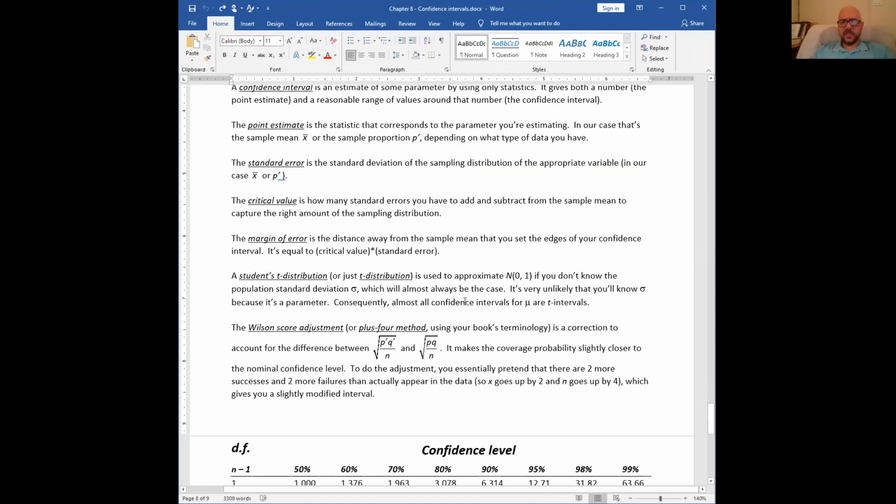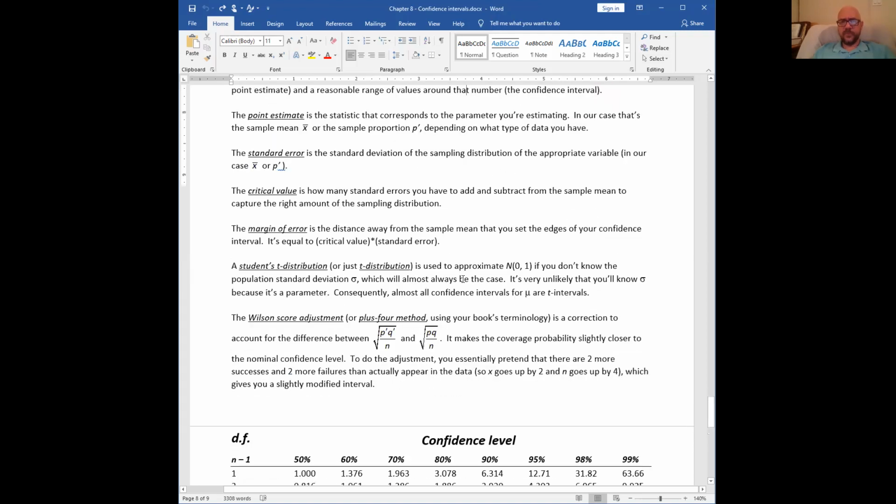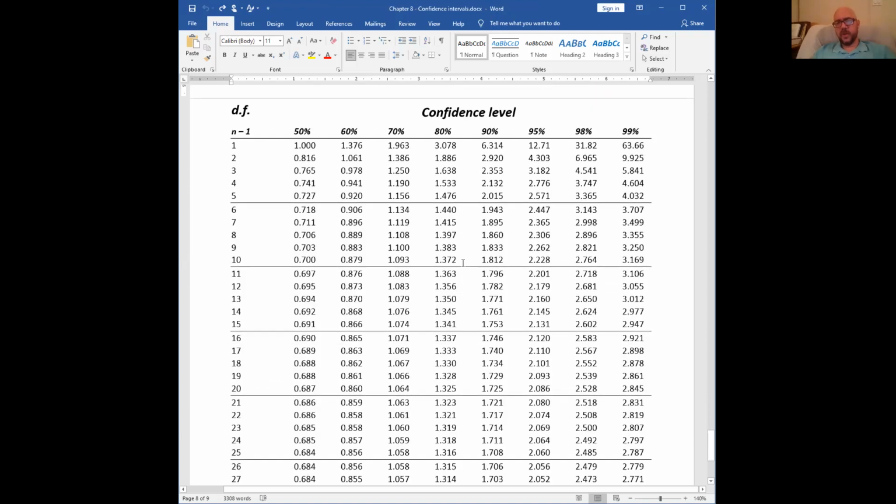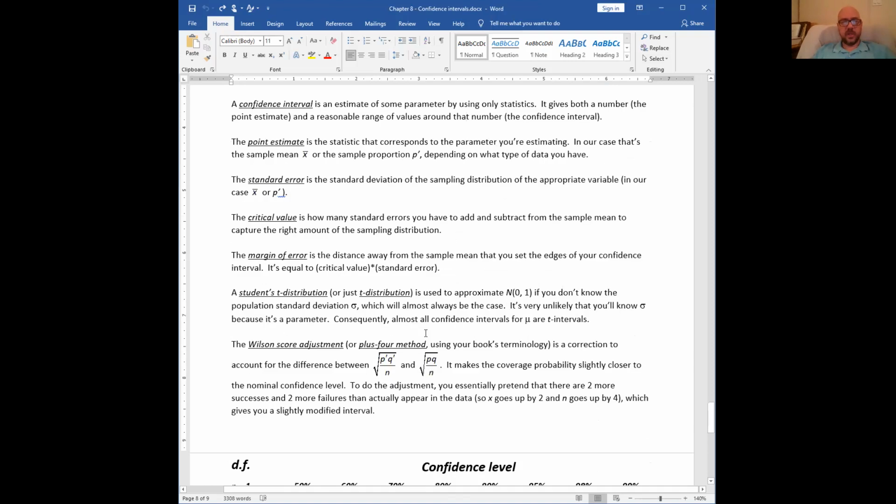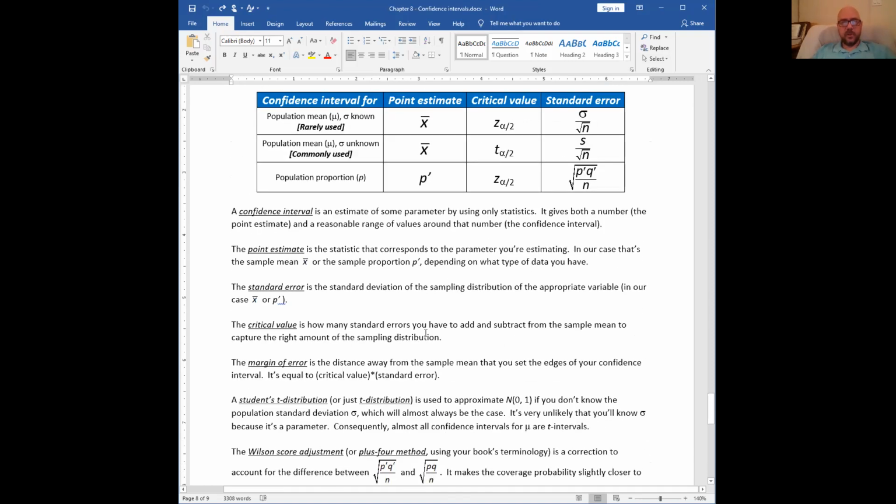Yeah, and that's kind of all I wanted to say about confidence intervals. And again, you can use this sheet on tests or anything that you're doing. Feel free. You can also just Google t critical values and you'll get this chart. That's where I got it from. So I think that's all I want to say about confidence intervals.